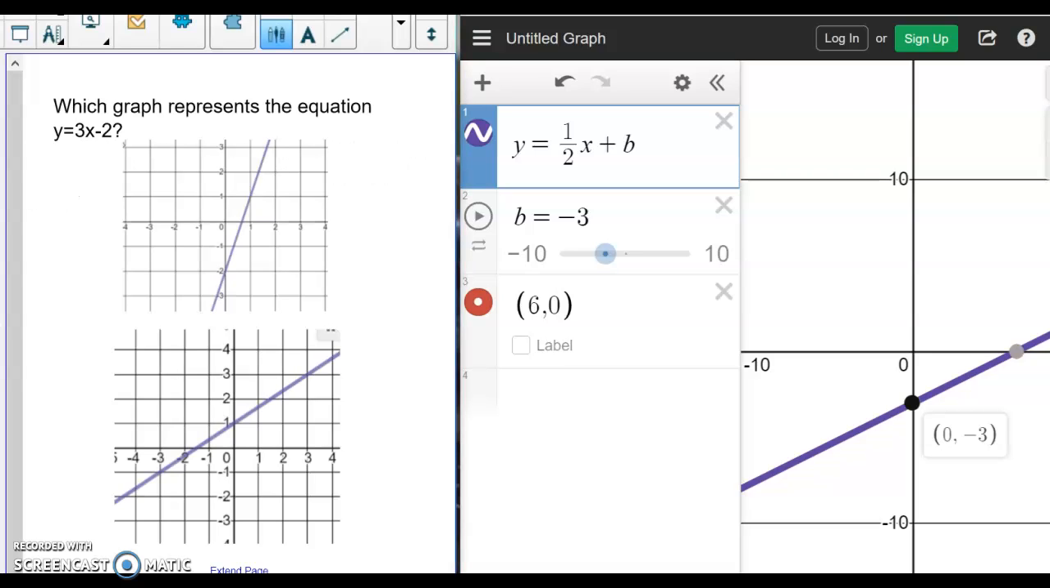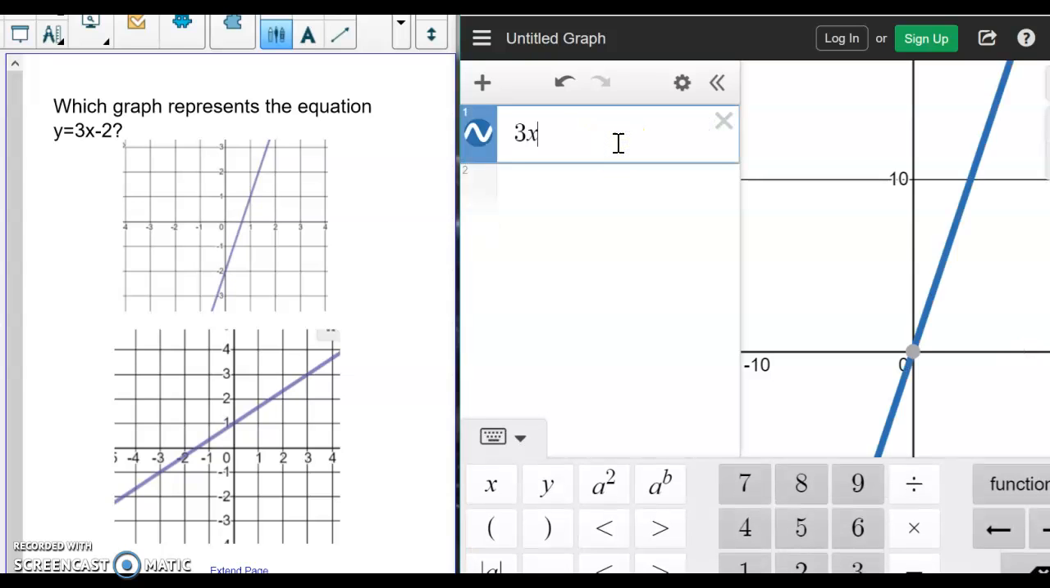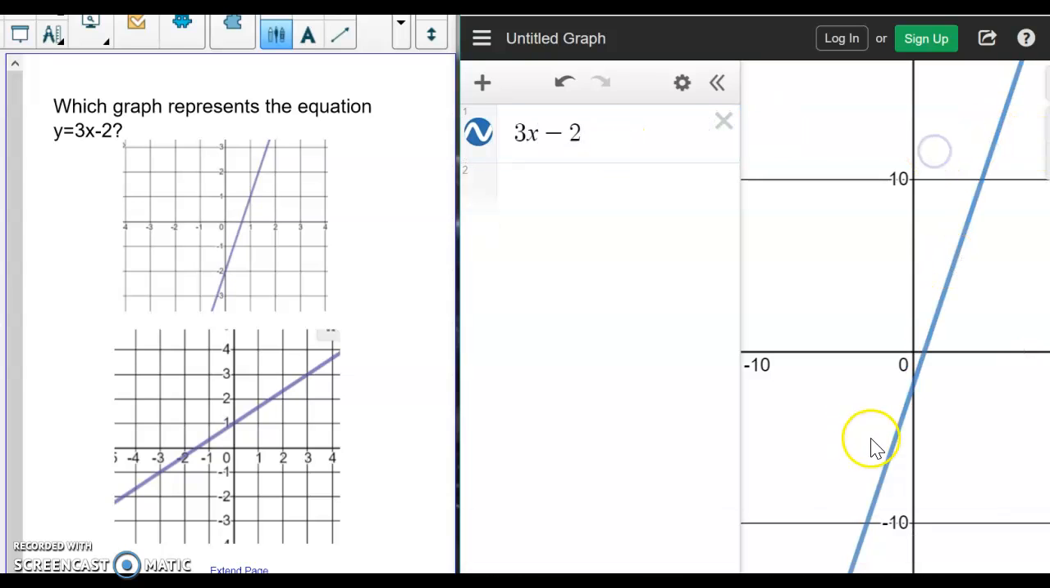You might see a problem like this. It says, which graph represents the equation y equals 3x minus 2? And you will have pictures of graphs. The only thing that you need to do is match pictures. Type it in Desmos, match the picture, and select your answer.